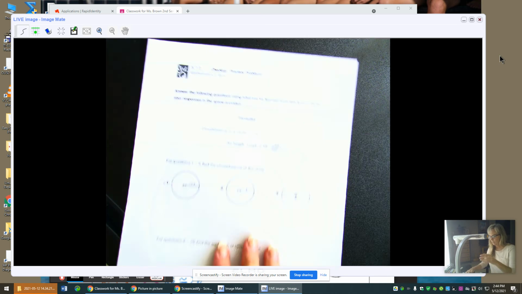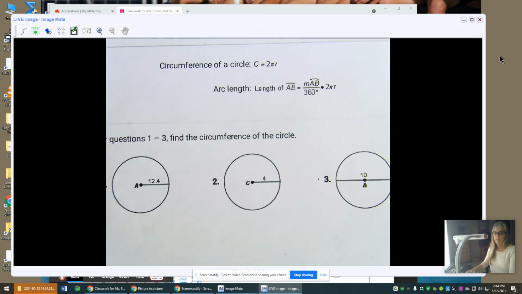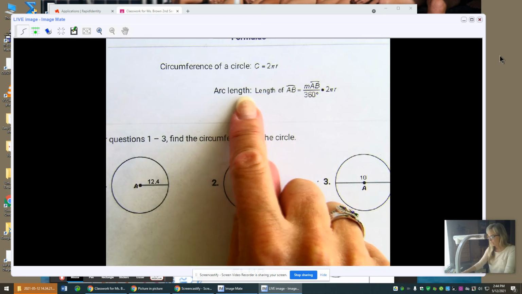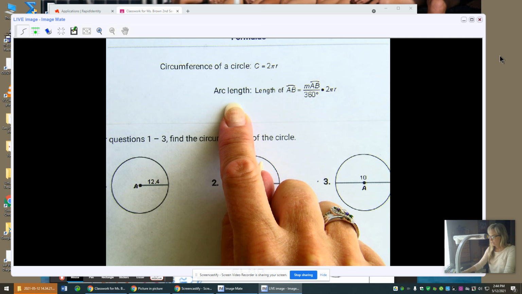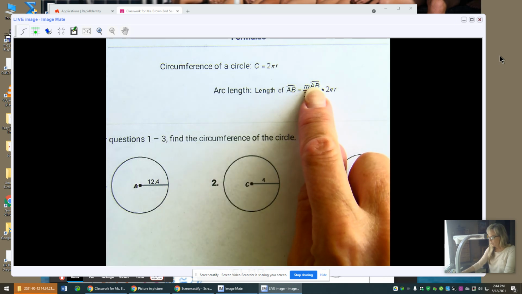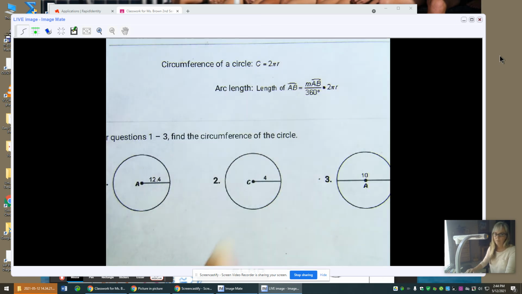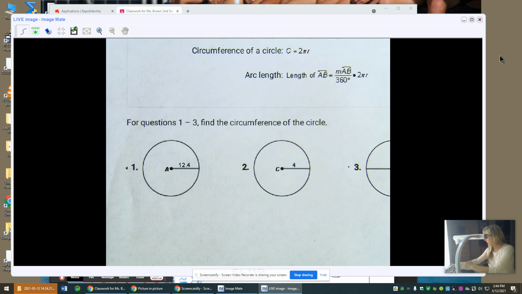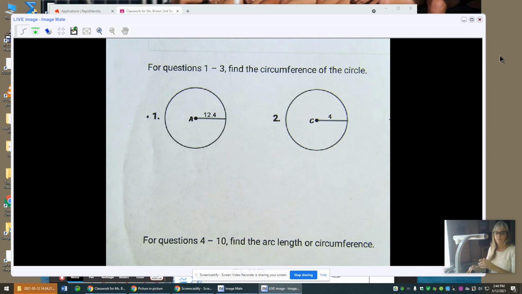Now let's do a little bit of 5.7. They give us, again, that formula here. The arc length, the word is length, that's different from measure, is the measure of the arc over 360 times the circumference. Well, first they want us to practice finding the circumference. So let's find the circumference.